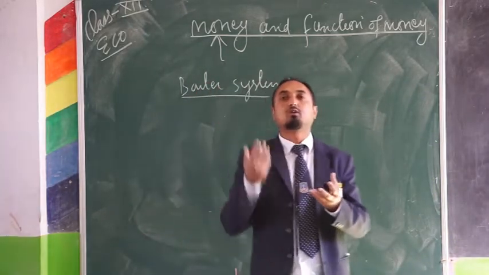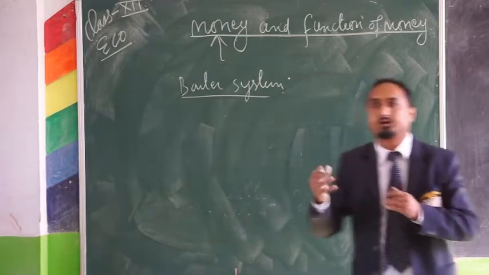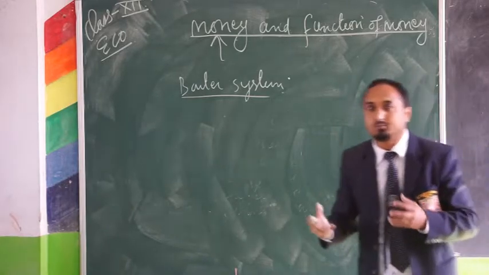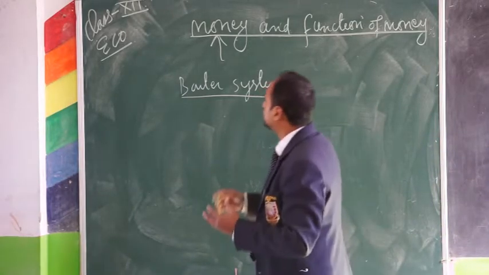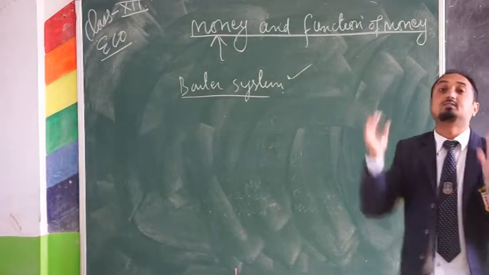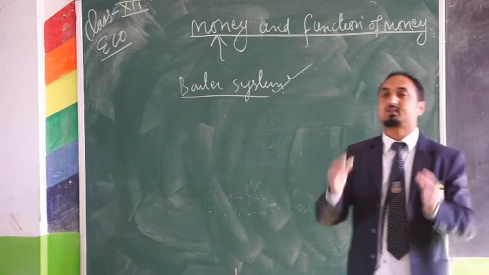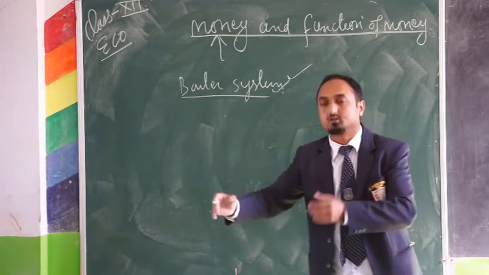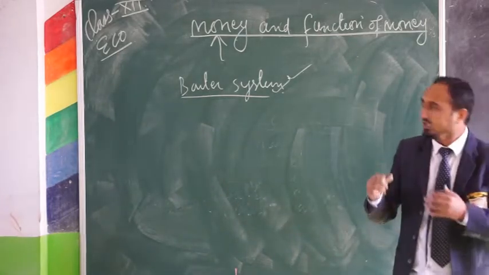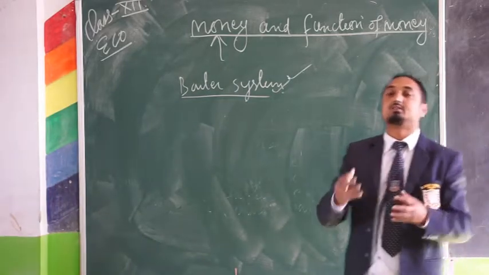So exchange of one good with the other good. Earlier, before the evolution or invention of money, the system that was used in our economy by our ancestors was this barter system, exchange of one commodity with the other commodity. But during that time, lots of problems arose in the transaction.